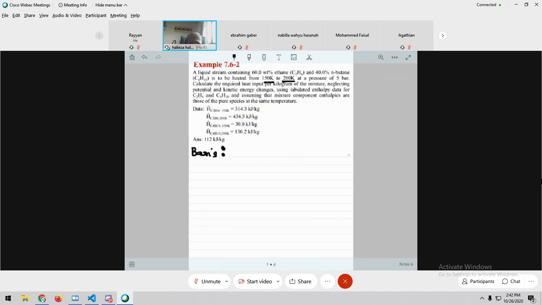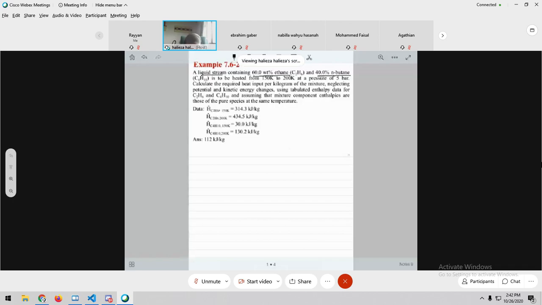Your basis for this example, let's see. Did they specify any flow rate per kilogram of the mixture? You have a liquid mixture having 60% ethane and 40% butane. Ethane and butane are hydrocarbons with similar structure, just carbon and hydrogen. So you can assume that you can use the pure enthalpy of each component, just like what we did just now.